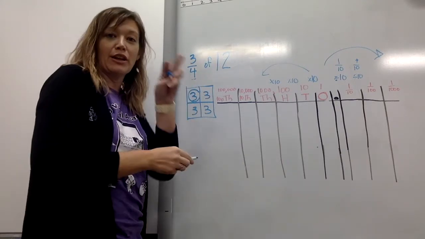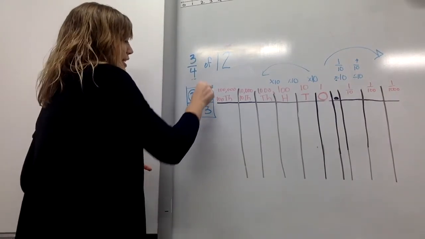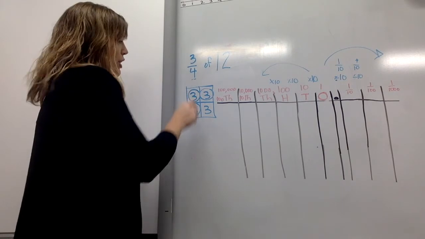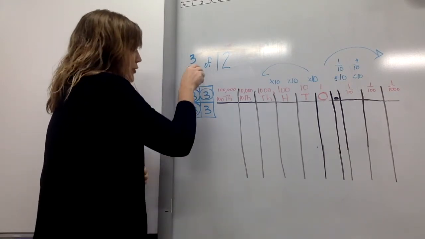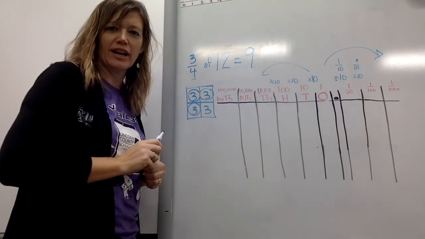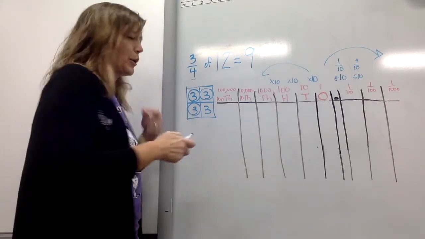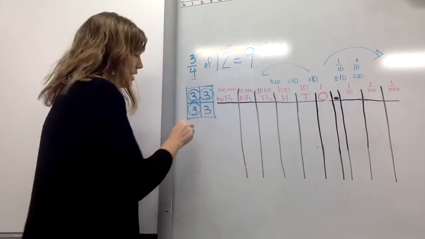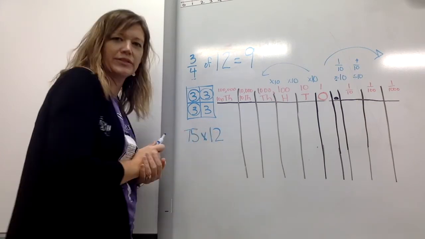So I need 3/4. I need 3 of those 1/4 parts. 3 and 3 is 6, and 3 more is 9. So 3/4 of 12 is 9. All right? Didn't need my place value chart for that. But what if the problem instead was 75 times 12?